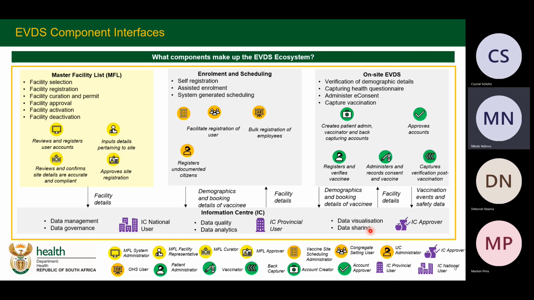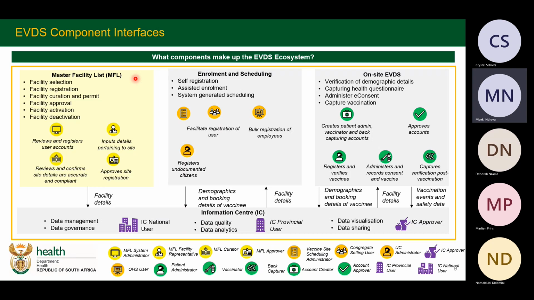Now, what makes up the EVDS? What are the components of this EVDS that we're talking about? So there are 4 components, as I've indicated, but I would like to talk more about what happens in each component. Now, here at the start, we have MFL, and that's the master facility list component. And what happens in this component is that there is facility selection, facility registration, facility curation and permitting, approval, activation, and deactivation of facilities. All of that happens in the MFL component.